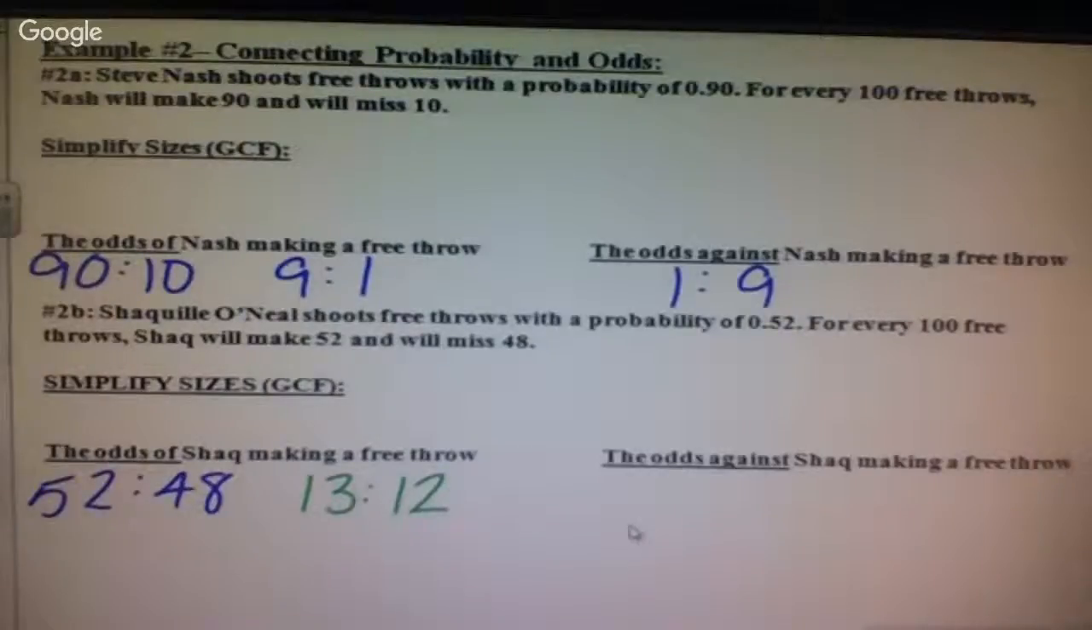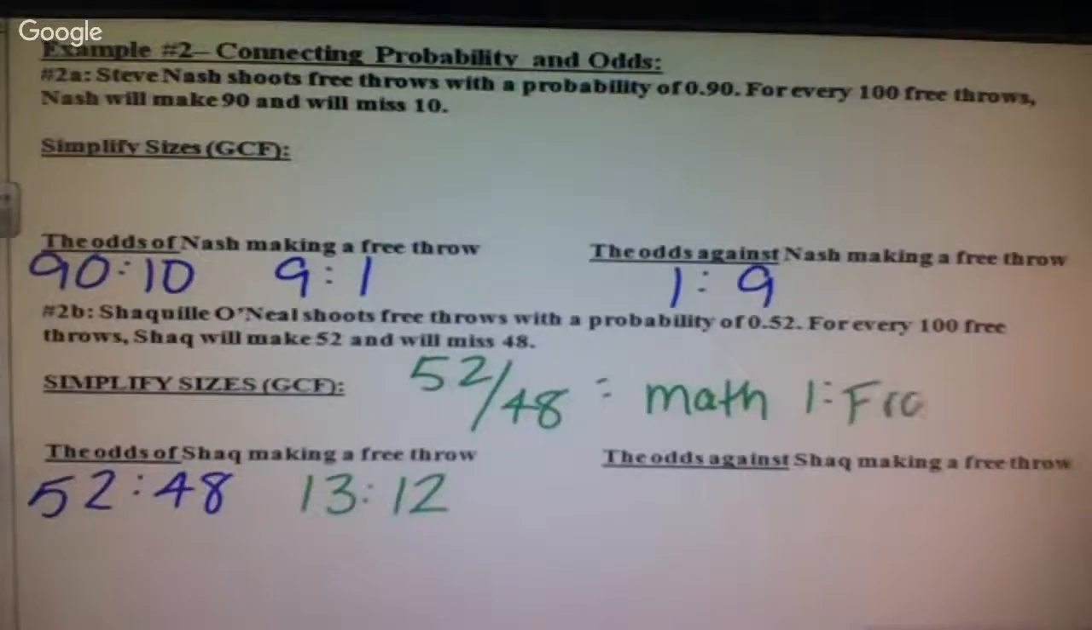Okay, you can put this into your calculator as 52 over 48. Get a decimal, and then make sure you hit math, choice number 1, fraction, and it will give you a reduced fraction. And then you just write it as odds, so 13 to 12. So that means when I go to odds against, 12 to 13.